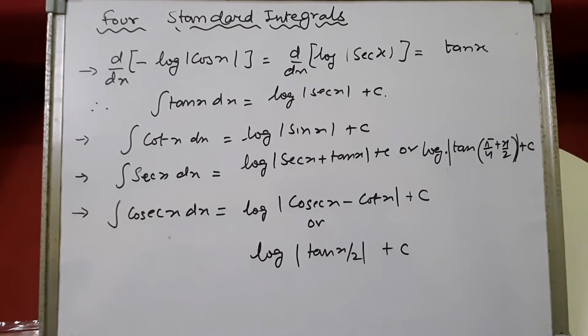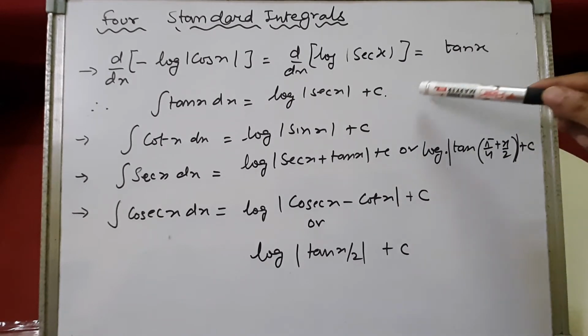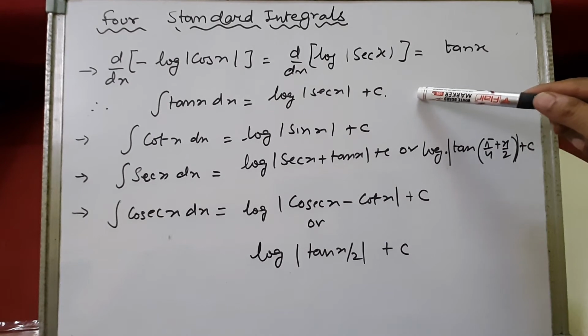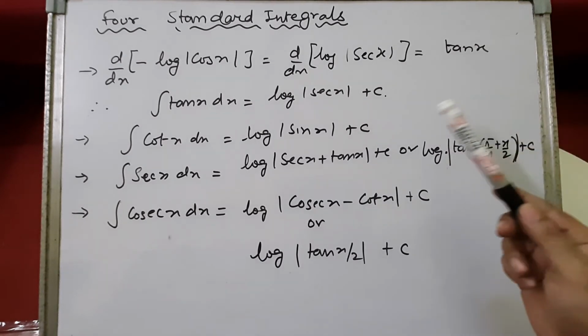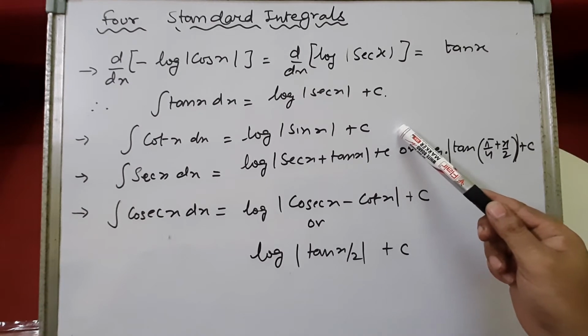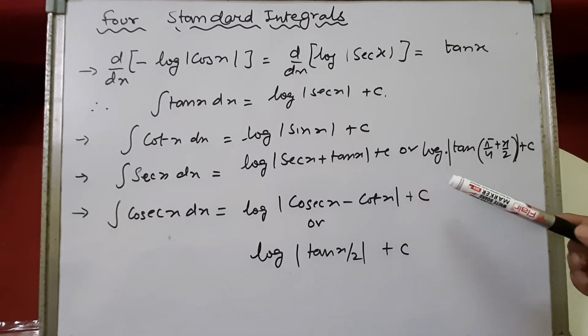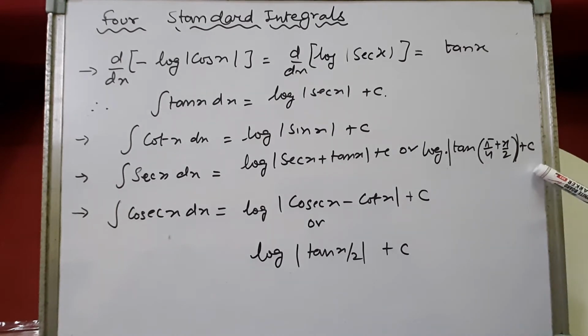So if d by dx of log sec x is tan x, that means the integration of tan x will be log mod of sec x plus c or minus log mod of cos x plus c. Applying the same concept, d by dx of log sin x is cot x, so integration of cot x will be log sin x plus c. Integration of sec x will be log mod of sec x plus tan x plus c, or log tan pi by 4 plus x by 2 plus c.